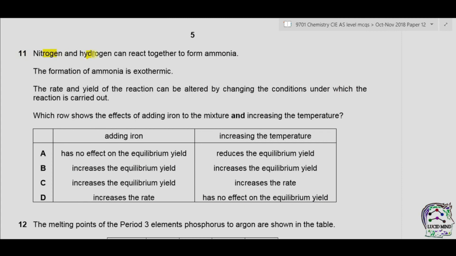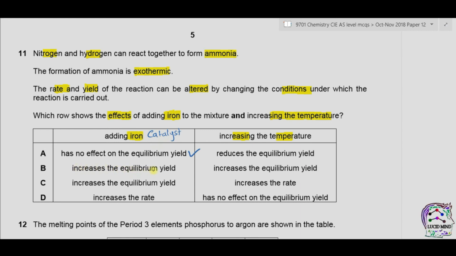Question 11. Nitrogen and hydrogen can react together to form ammonia. The formation of ammonia is an exothermic reaction. The rate and yield of the reaction can be altered by changing the conditions under which the reaction is carried out, which shows the effects of adding iron to the mixture and increasing the temperature. First one is addition of iron and second is the increase in temperature. As iron is used as a catalyst, it will lower the activation energy. Part A, it has no effect on the equilibrium yield. This is true because a catalyst does not increase or decrease the yield, it only increases the rate of reaction in both forward and backward directions.